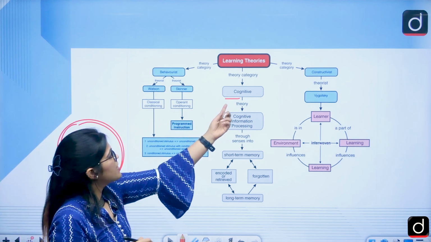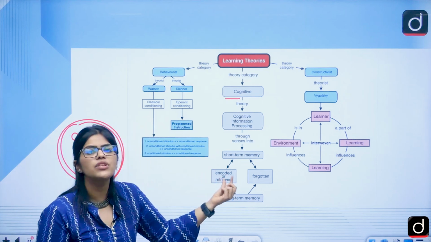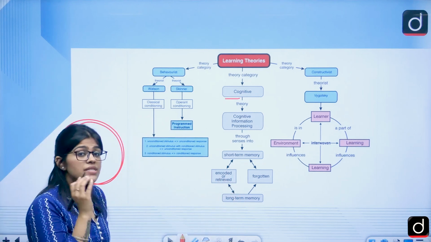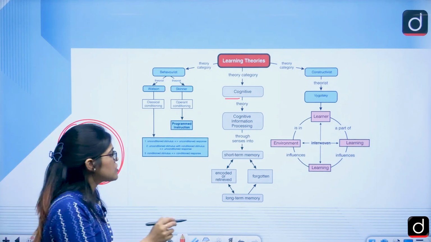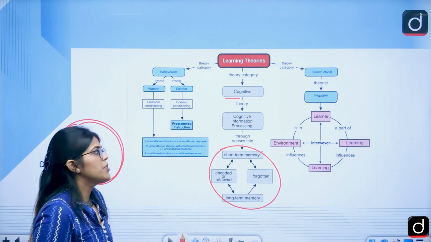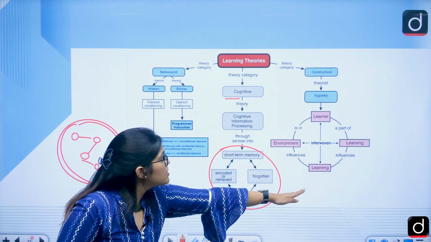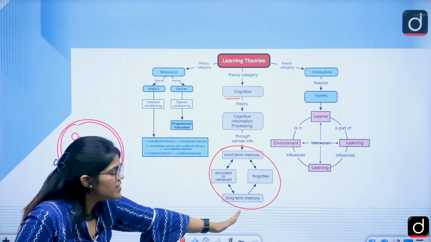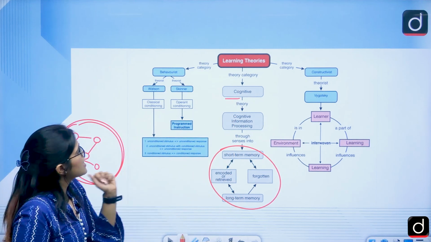We'll be dealing with cognitive theories, how we know that there is a short-term memory and a long-term memory. We'll be studying the cognitive load theory. Questions are asked from this topic as well. What is long-term memory? What is short-term memory? We'll be dealing with Lev Vygotsky's theory of constructivism. We'll be dealing with cognitivists, in which we have Jean Piaget and so many different theorists, Erikson as well.